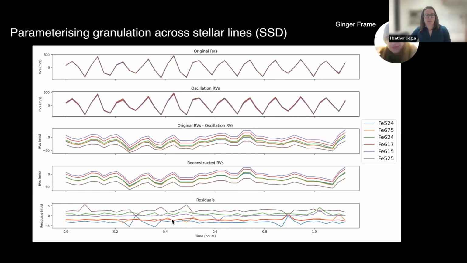And then we can look at the residual, which is just the difference between these two, as this will tell us, okay, are we doing a good job? If our parameterization is working well, these residuals should be really quite small. And in our proof of concept work, they were actually less than 10 centimeters per second at disc center.